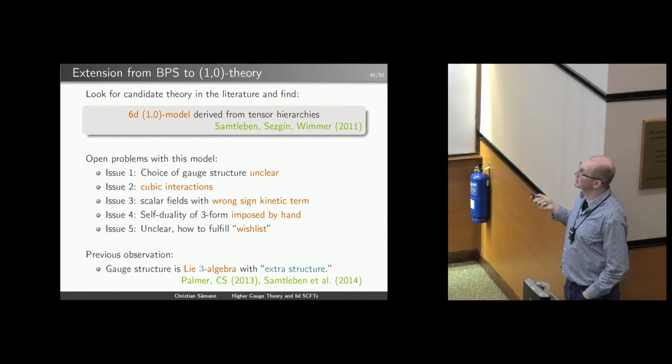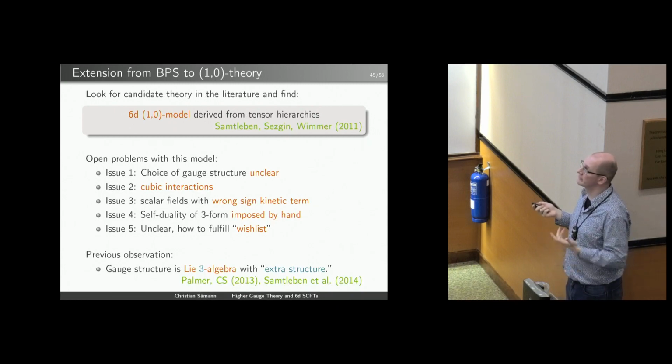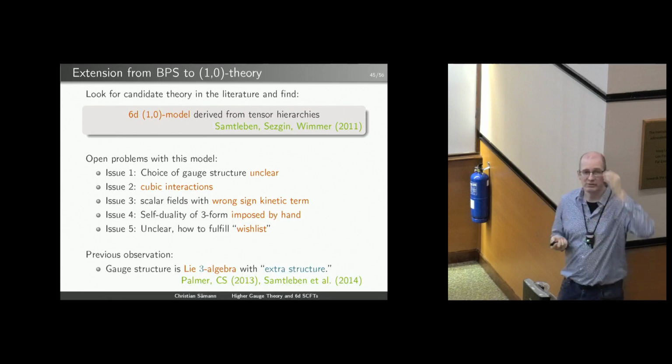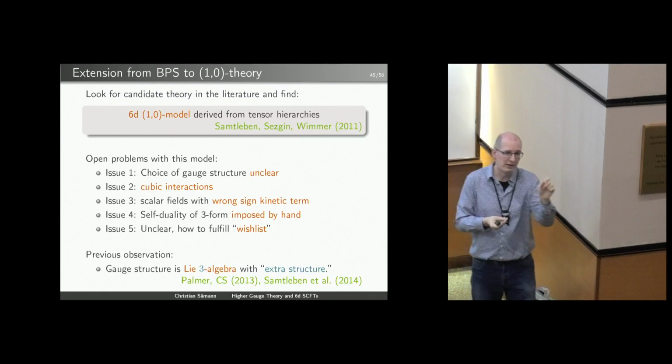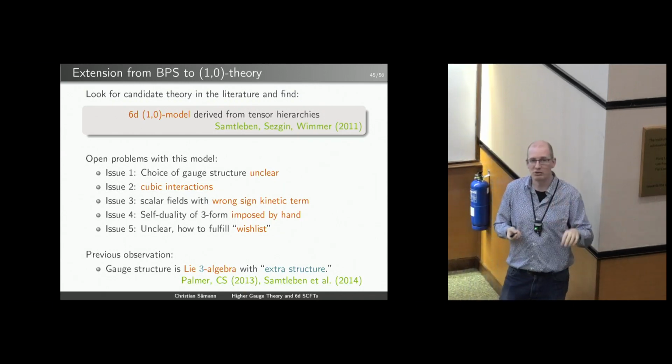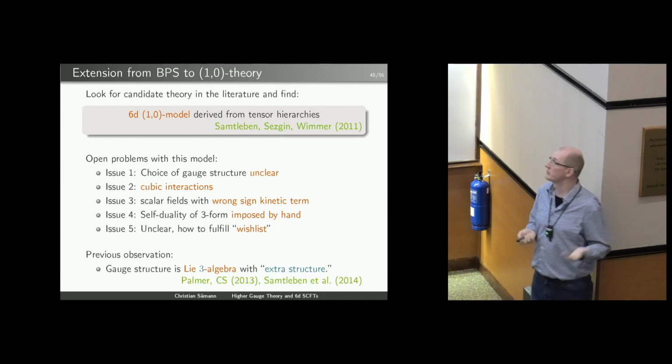So the choice of gauge structure was very unclear. They just constructed it by hand, trying to close supersymmetry equations, and they found a gauge structure. But it was not clear which ones to choose and if there are non-trivial examples. They had cubic interactions, they had scalar fields with wrong sign kinetic terms. Self-duality has to be imposed by hand. And it's not clear how this wish list had to be informed. This was really constructed by hand, the usual way that you have lots of structure constants somewhere and you make them close. You get relations on structure constants. But then the mathematical structure behind that was not clear.